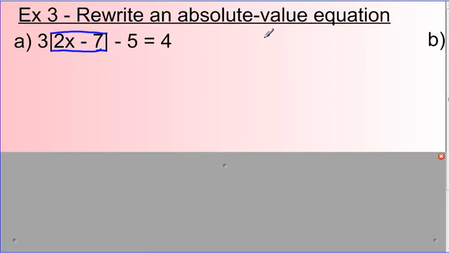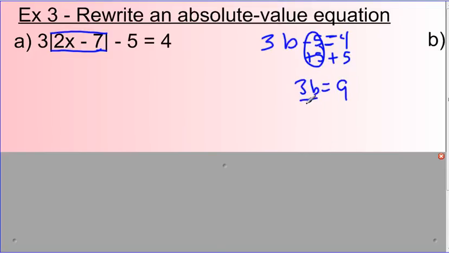Imagine I had the equation 3b, b stands for the box, minus 5 equals 4. What would I do to get this b by itself? Think about solving the equations. We would start by adding 5. These would cancel. 3b equals 9. Divide by 3, these cancel. b equals 3. Guess what we're going to do with the absolute value?